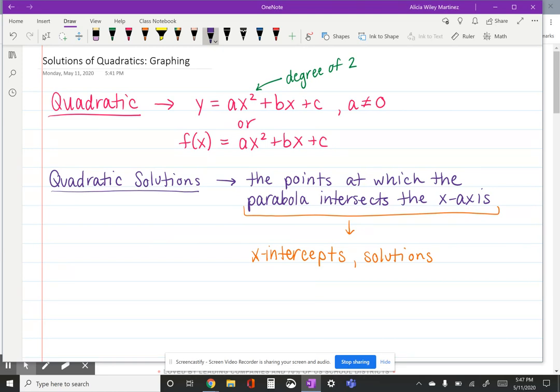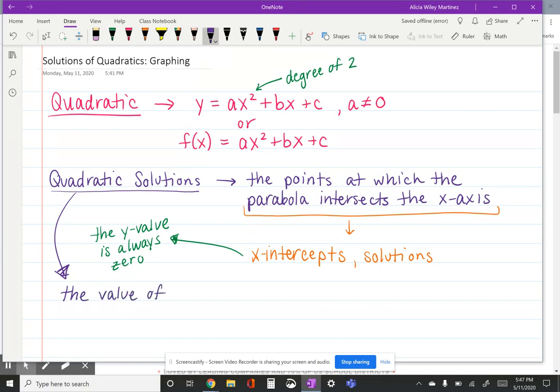Now remember, the other thing we know about x-intercepts is that with an x-intercept, the y value is always 0. So these solutions are also going to be known as the value of x when y equals 0. So that is why sometimes these are called the zeros of the functions.